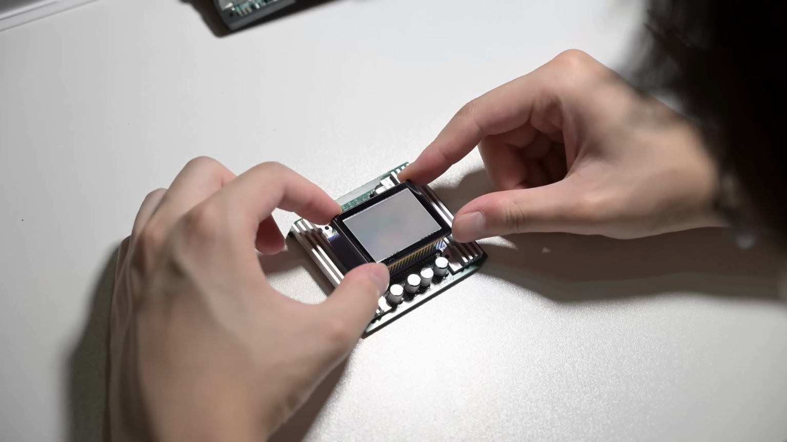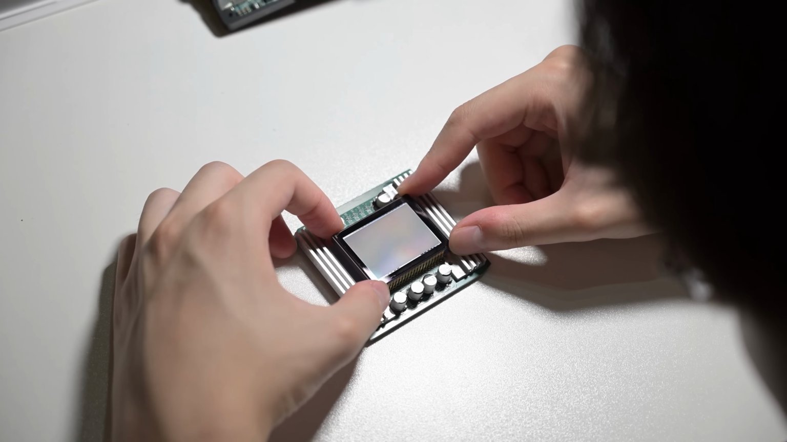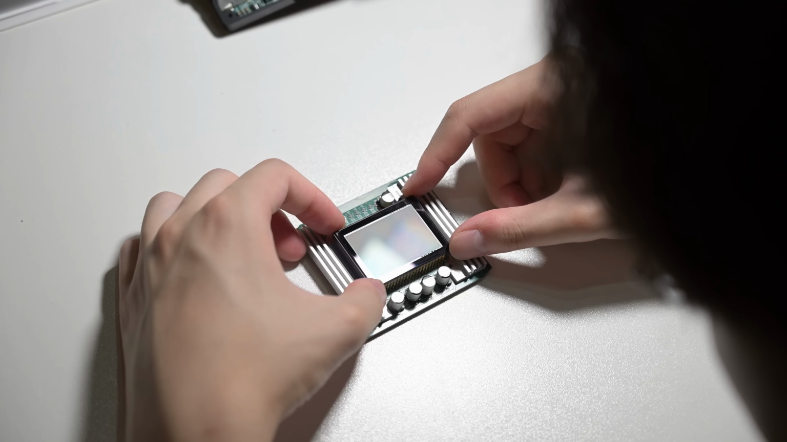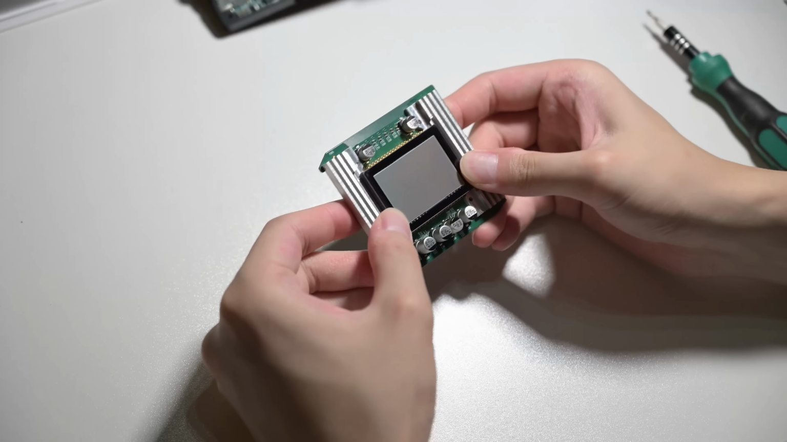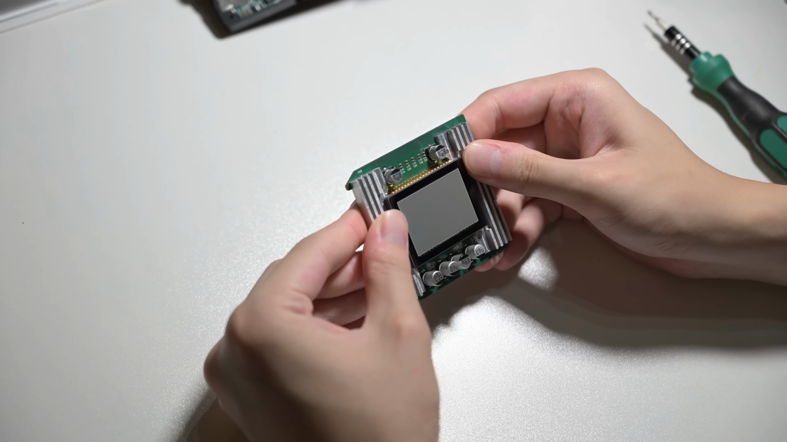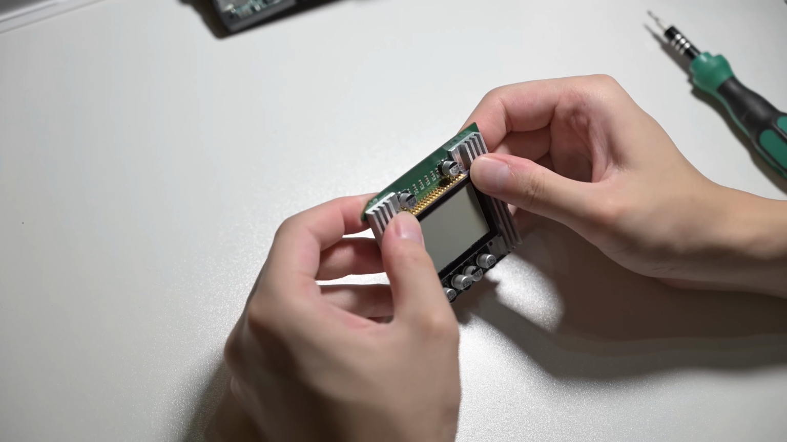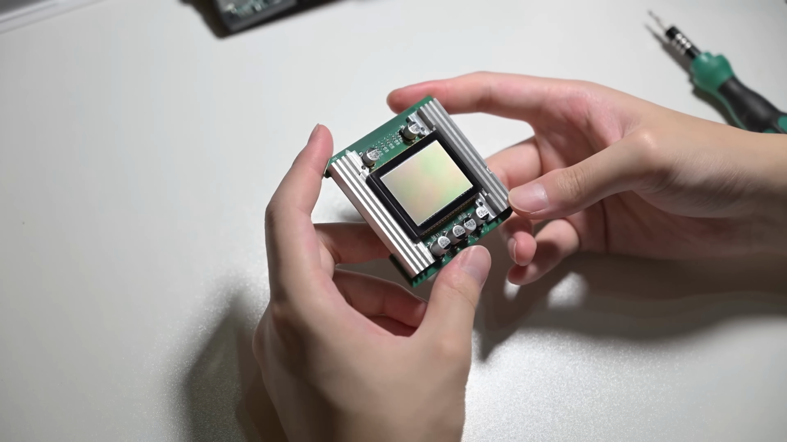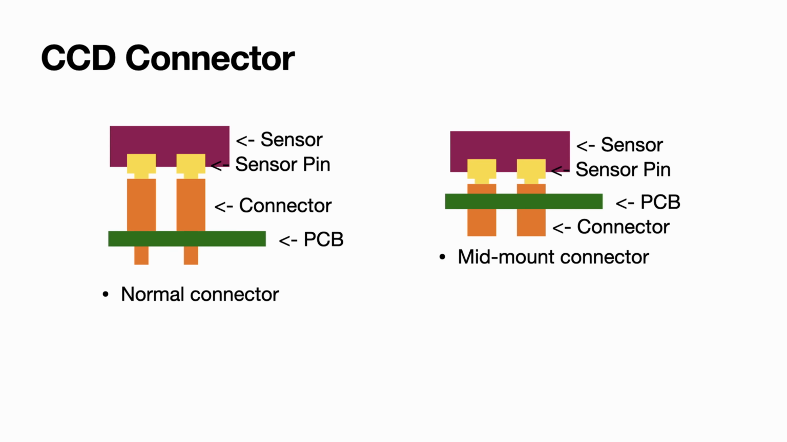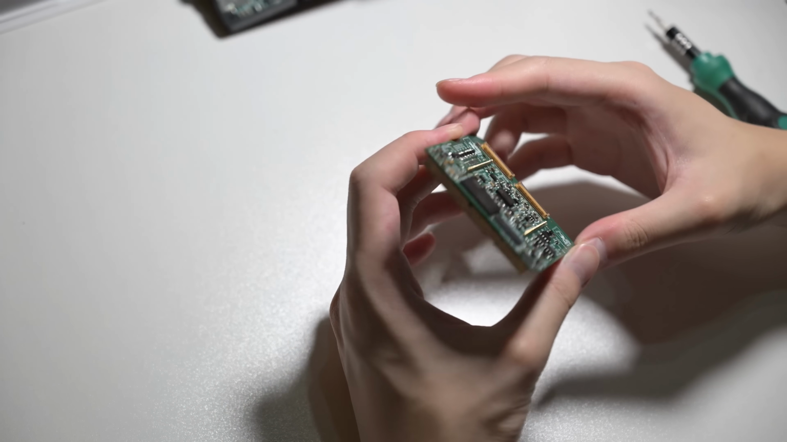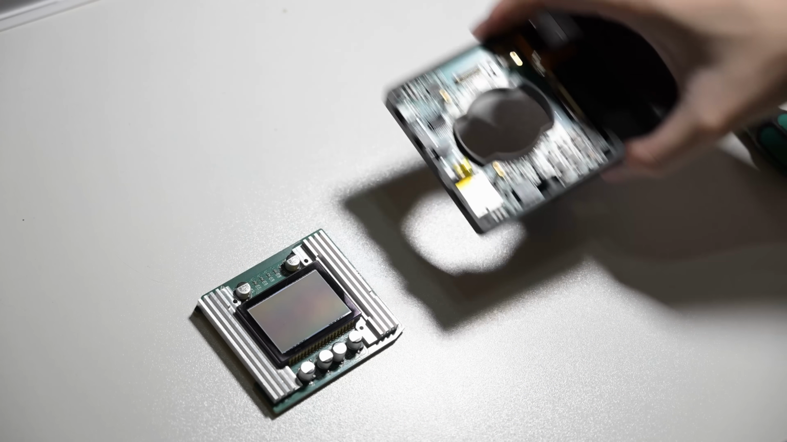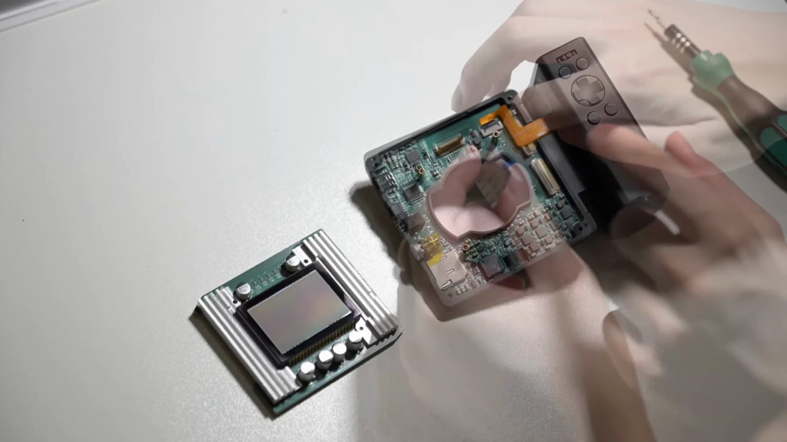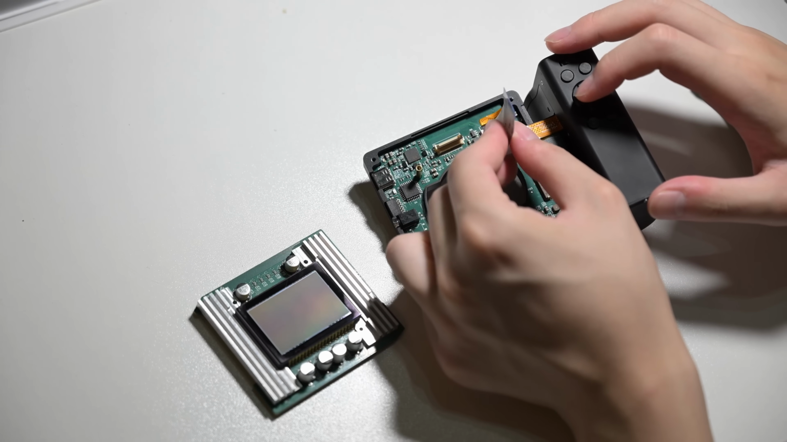Put on the thermal pads and then install the CCD. I'm using a mid-mount connector here, which helps reduce overall thickness. Now, the sensor board subassembly is finished. Back to the main assembly. Install the cable.